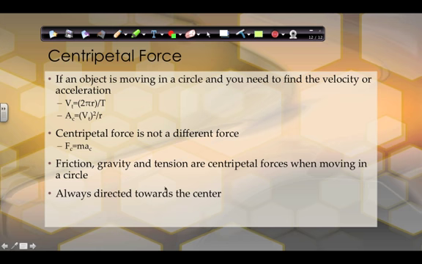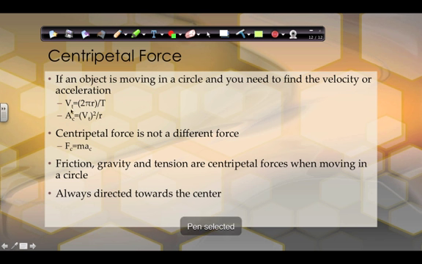All right, so the last thing that we're going to talk about is centripetal force. Centripetal force happens when you have an object moving in a circular path. So first thing, if you have something moving in a circle and you need to find velocity or acceleration, you're going to use these equations.